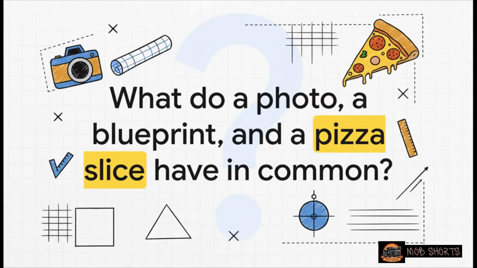So let me ask you this. What could a photograph, a detailed building blueprint, and a simple slice of pizza possibly have in common? Well, it turns out they all speak the same language. They're all built on the same elegant, predictable rules of geometry. Let's break down that language.